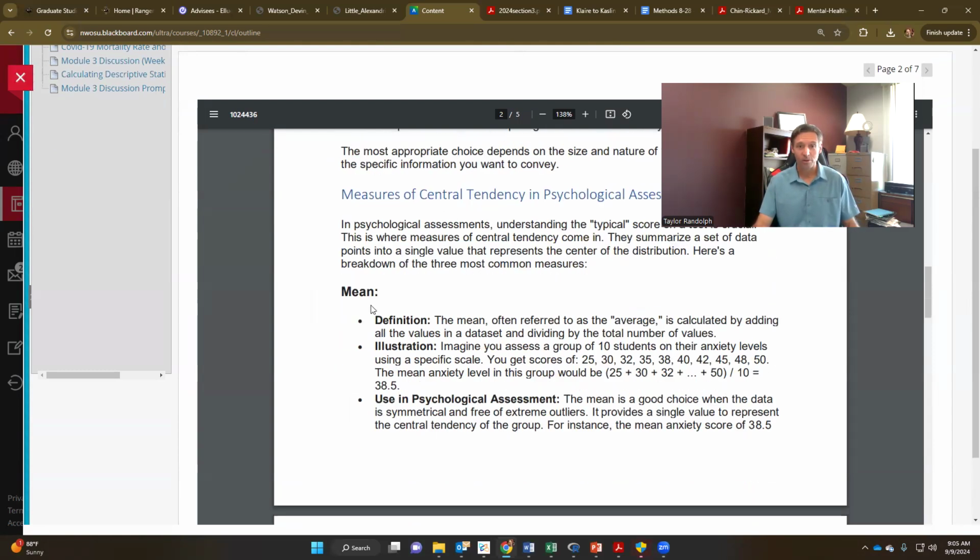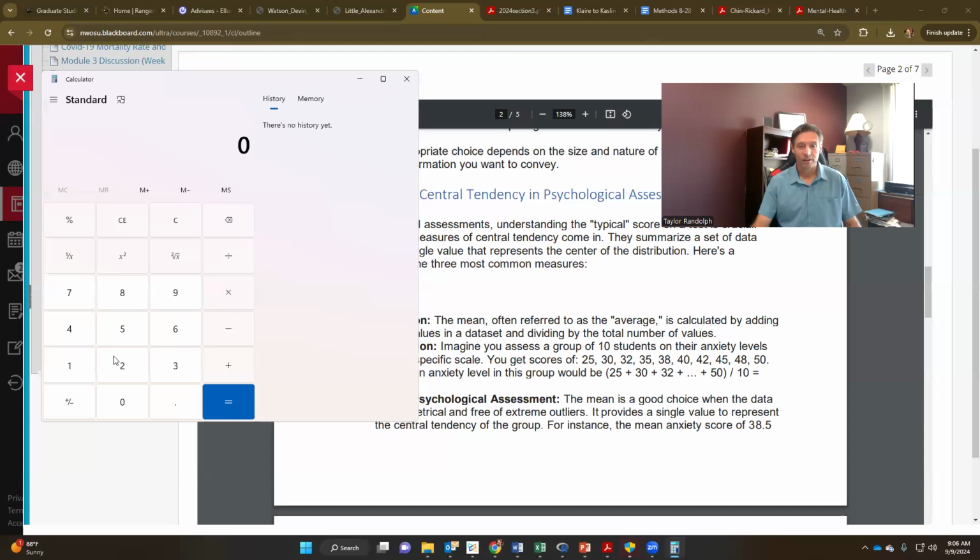And the mean is simply referring to the average. So if you take a list of, say, 10 numbers, add them up, get a total, and then divide that by the number of numbers, you'll get the average. So in this case, you have 25, 30, 32, 35, 38, 40, 42, 45, 48, 50. If you were to take your calculator, this is very simple. Y'all can do this. It's simple addition and division.